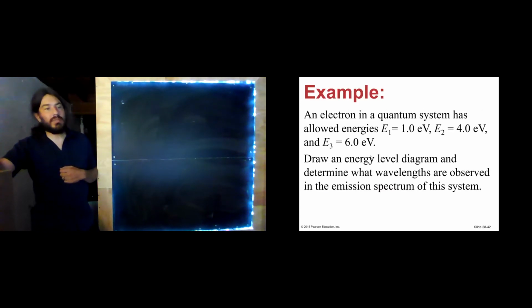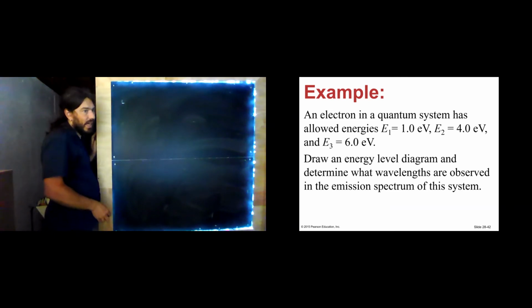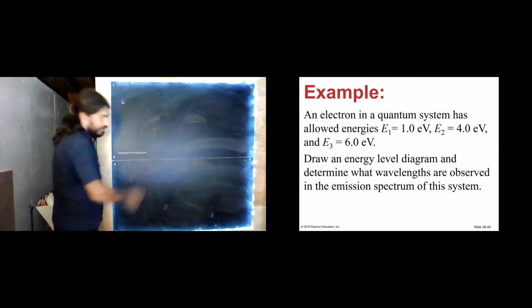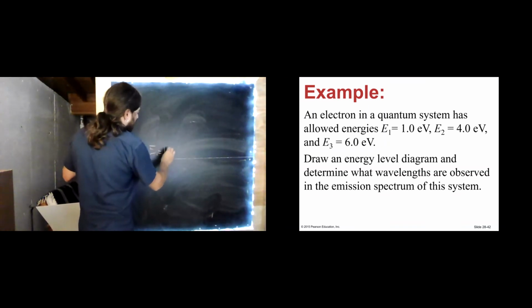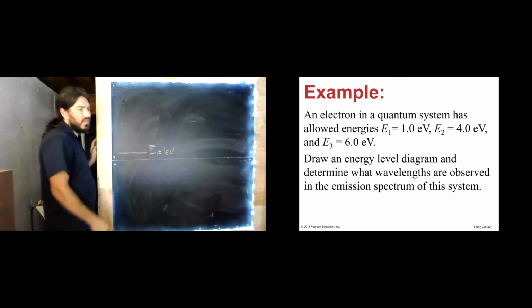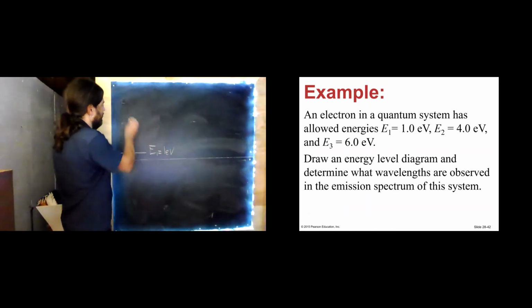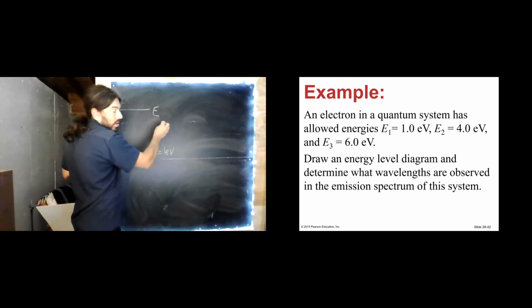An electron in a quantum system has allowed energies E1, E2, and E3. Draw an energy level diagram and determine what wavelengths are observed in the emission spectrum of this system. Okay, so the energy level diagram, that's not too bad. We've got E1 equals 1 electron volt. E2 is 4, and E3 is 6. And I'm going to try and kind of draw them somewhat proportional.